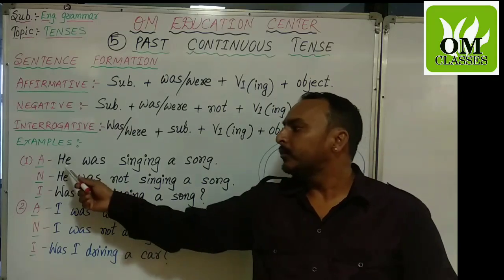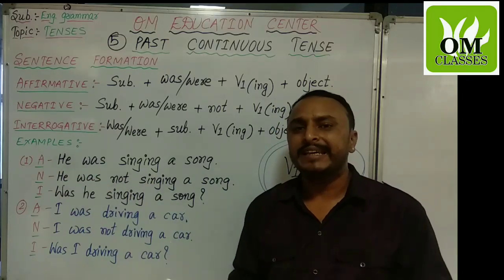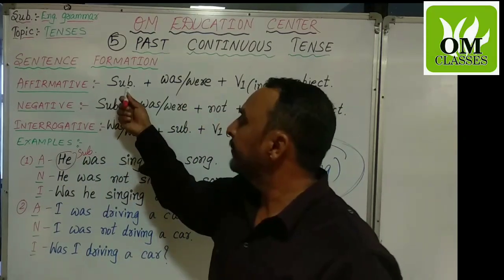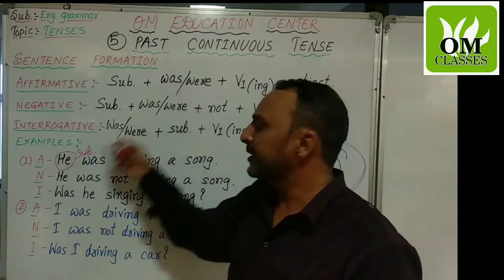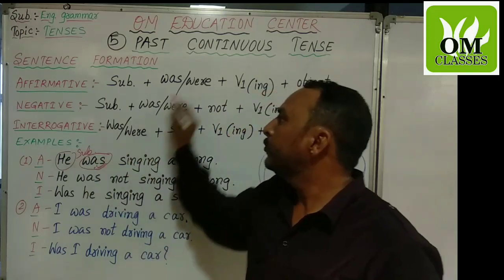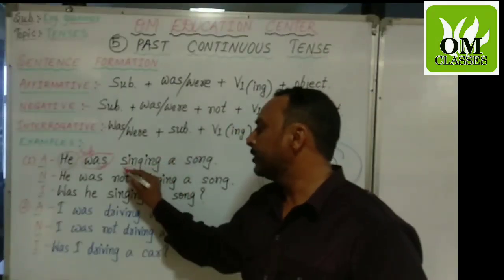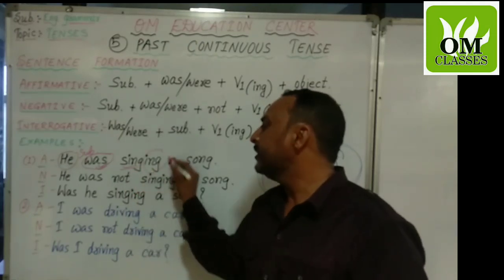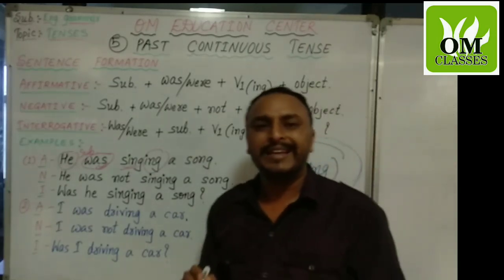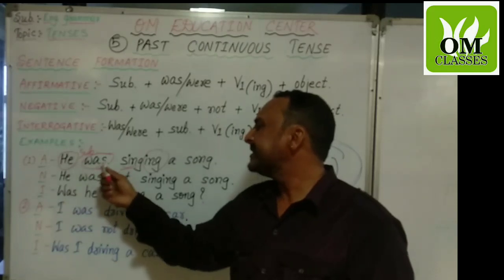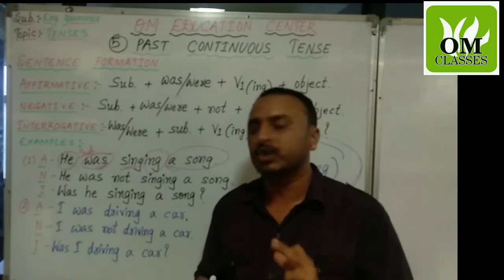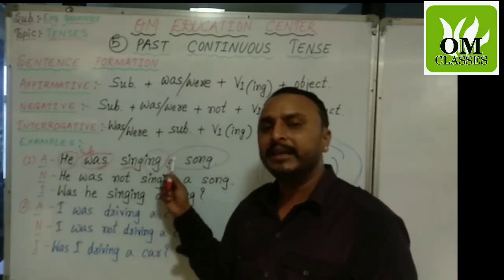I have written for affirmative: He was singing a song. Here, what is he? This is your subject, so we have written subject as he. Then the was verb. What should we use with he? With he we use was. Then V1 ing. So your verb is sing, and singing means with ing. Remember, always for continuous tenses we use ing with the verb. He was singing. What is your object? A song. He was singing a song.